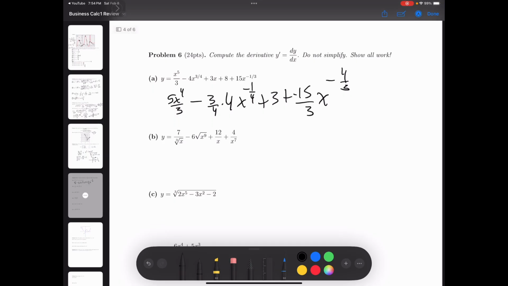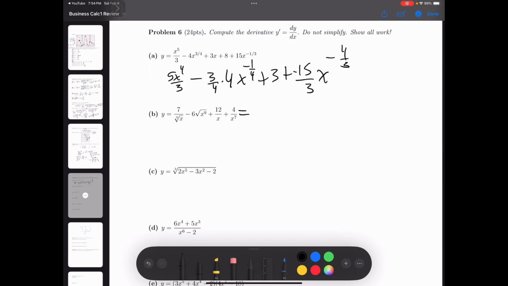Part B, I have all these roots. I'm going to fix the roots first. So this was y prime. For part B, I'm going to fix this function first before I differentiate. I'm going to say this is 7x to the -1/3. An x to the 3rd root in the denominator is an x to the 1/3 in the denominator, which is an x to the -1/3 in the numerator. Minus 6, x to the 9/2. Remember, the square root is a half a power. Plus 12x to the -1 plus 4x to the -7. If I didn't do that, I would have a lot of quotient rule, which is more challenging.